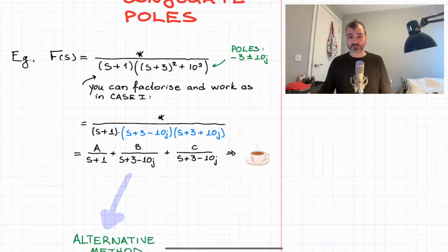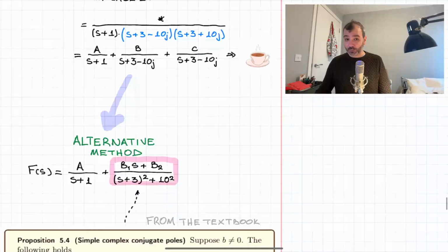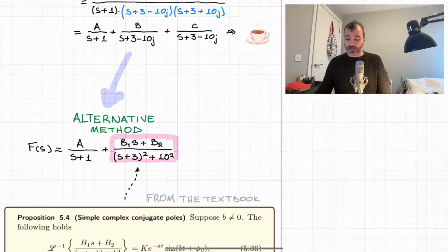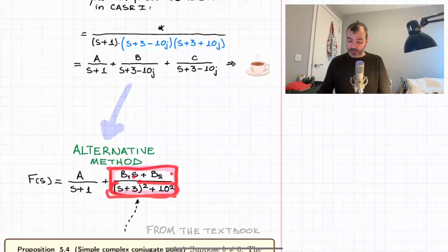It comes at the expense of having to deal with complex numbers, and in general, it is a little more tedious than the method I'm about to show you here. I believe the method I'm about to show you comes with a little less algebra, which is good. So the alternative method is, instead of doing this, to decompose like this. You have b1s plus b2 now in the numerator, and in the denominator you keep exactly the given term, s plus 3 squared plus 10 squared.